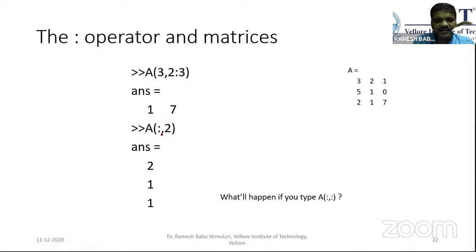So here you can see, all the rows, and column-wise only 2. That means only take 2, 1, 2, 1. So only this is the output. Like this is how the matrix will be. So if you put A colon, then obviously everything will come. All the elements will come.